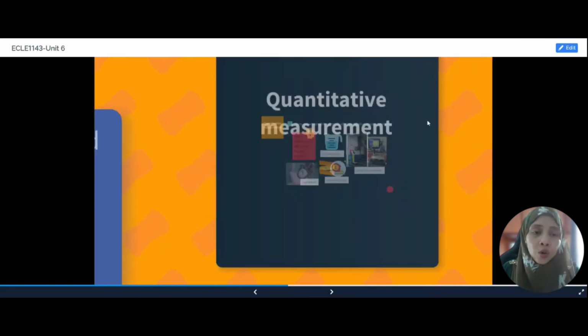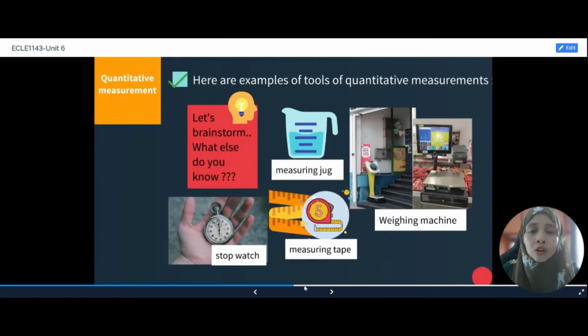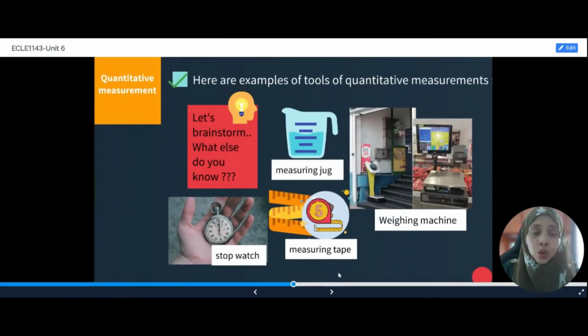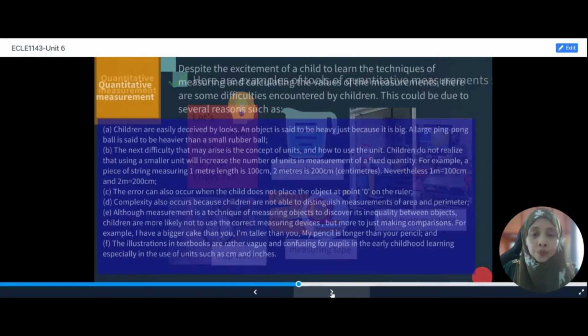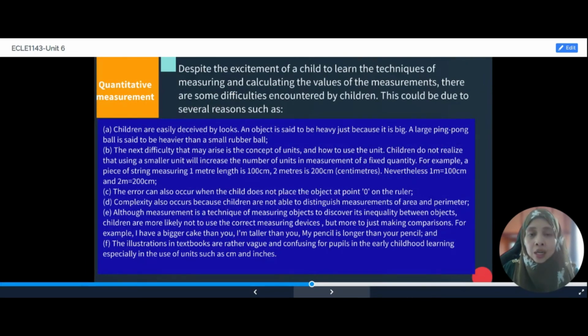So let us take a look. Quantitative measurement, these are all the things that we can use to measure it properly. For example, measuring jug, measuring tape, weighing machine, stopwatch, and so on. So dekat dalam ni, despite the excitement of children to learn the techniques of measuring and calculating by the values of the measurement, there are some difficulties encountered by children. This could be due to several reasons.